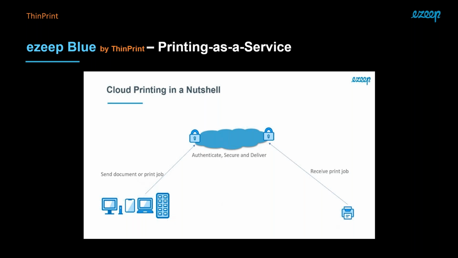So from a user perspective, I have a very basic diagram here. On the left hand side, you can see the end users where they will send the print documents from. We have the centerpiece, which is the cloud, where we have the authentication layer and security. This is where the rendering and the drivers reside. And on the right hand side is the print job.